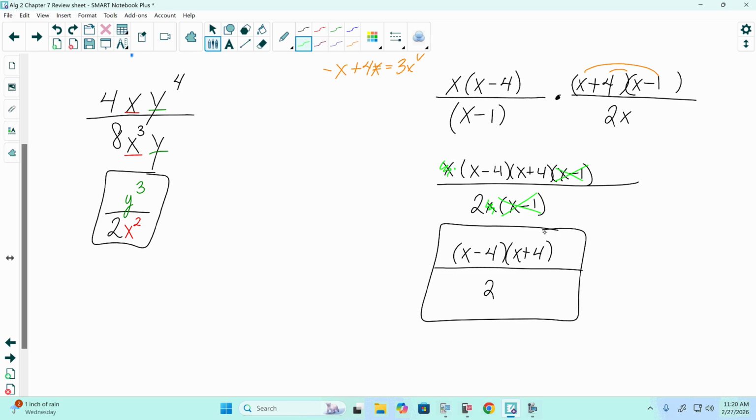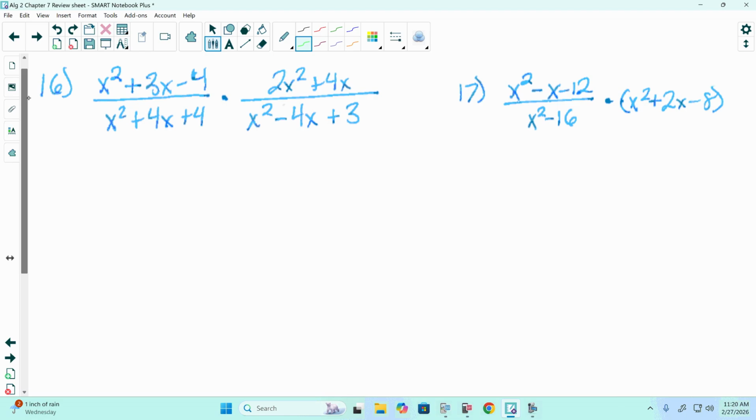Questions on this here? Yes. Are you ready for the next one? x squared plus 3x minus 4 over x squared plus 4x plus 4 times 2x squared plus 4x over x squared minus 4x plus 3. We want to factor these as far as possible, then multiply, then simplify.